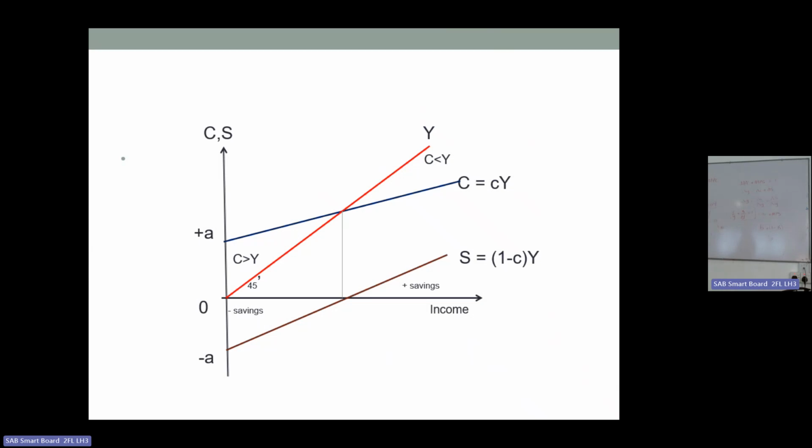What is simple C here? Hang on. What is it? That is the marginal propensity to consume, no? And 1 minus c means MPS, no? Earlier we used B, so BY. Now it's simple CY.